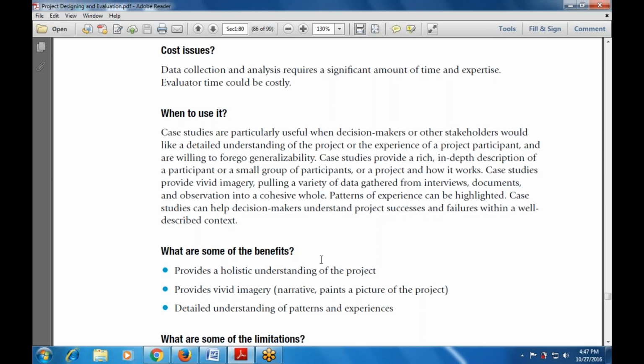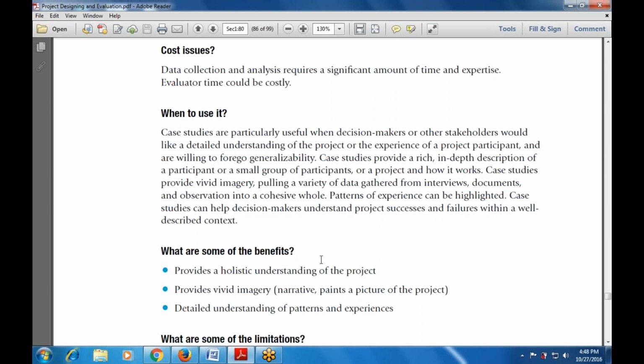The second one is that it provides vivid imagery. It may be narrative and paints a picture of the project. Painting a picture of the project means it gives vivid imagery, using whatever data and tools are available, to carry out the narrative picture of the project.